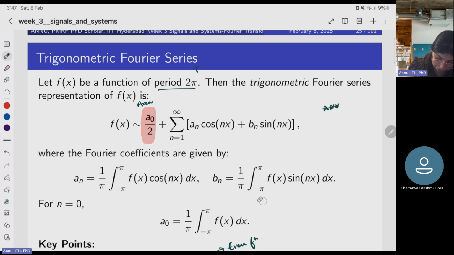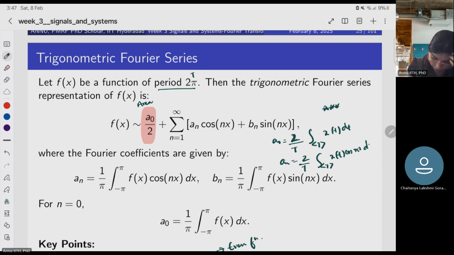So if I talk about a general period T, a naught could be 1 by 2 by T, integration over T of x(t) dt. And an is 2 by T, integration over T of x(t) cos n omega t dt.